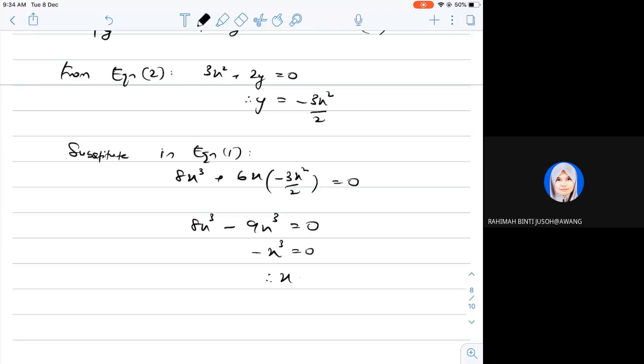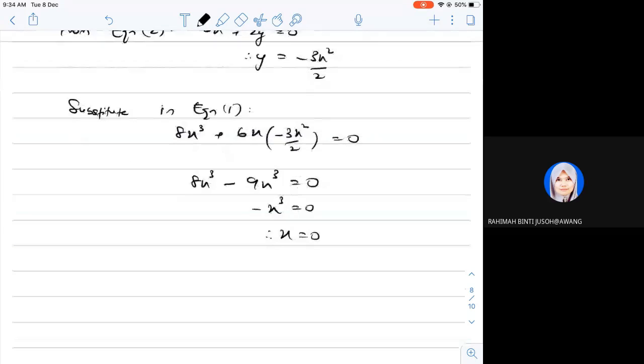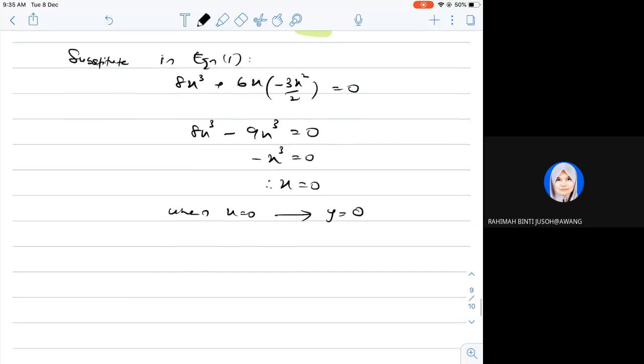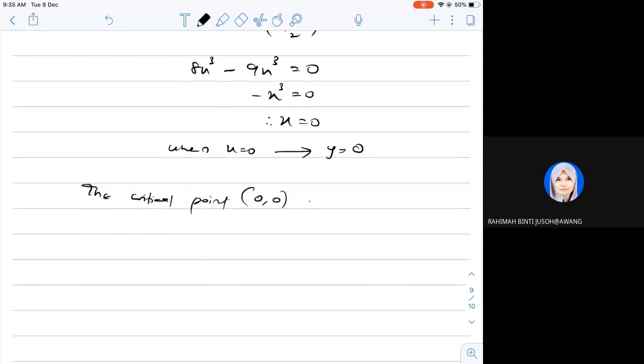So x sama lah dengan 0. So of course lah, when x equals to 0, y also, because y equals to this, 3 times 0 dapat 0 lah kan? Y also 0. Oh, senang sangat soal ni guys. So the critical point should be 0 and 0. Dah settle. Lepas tu itu baru first step.